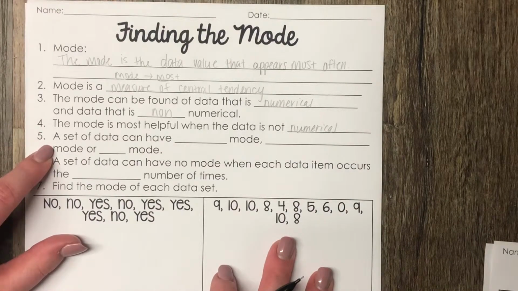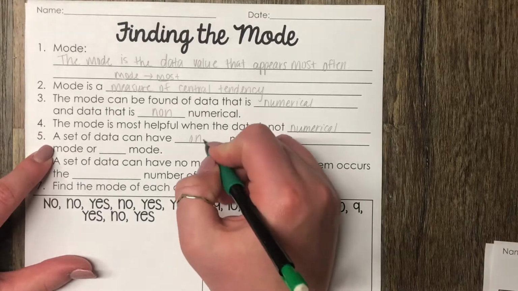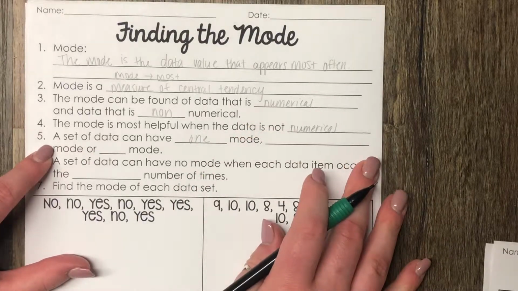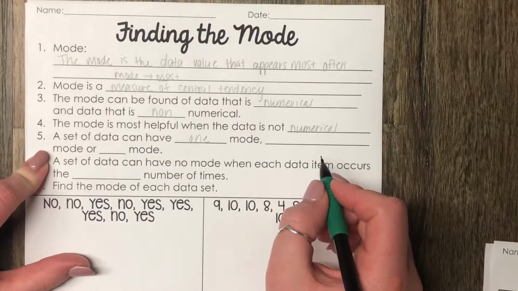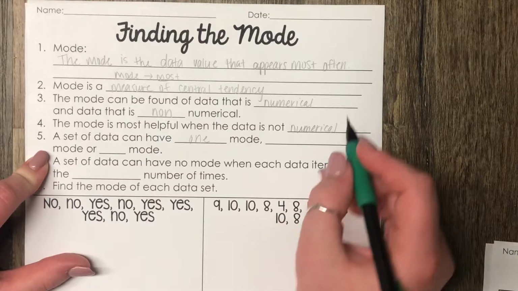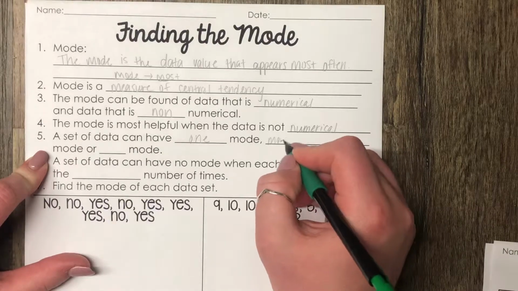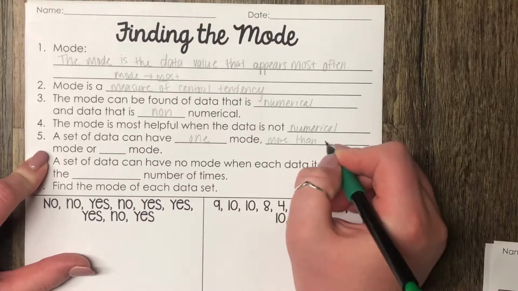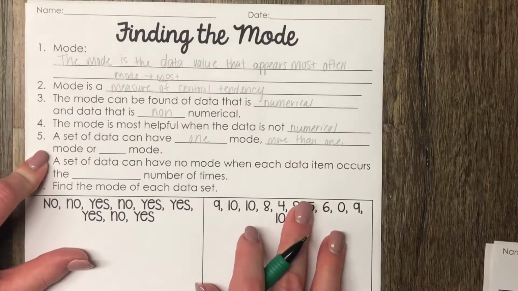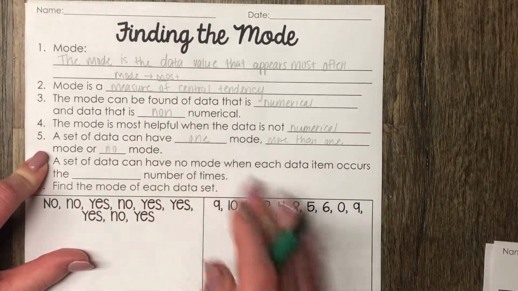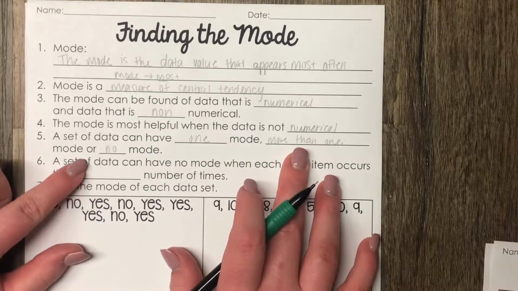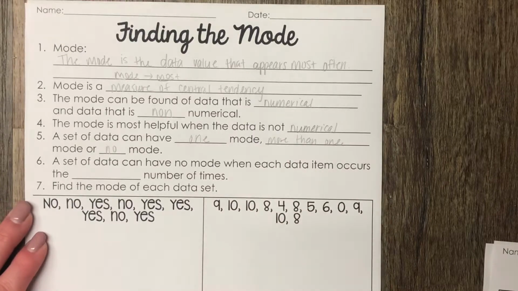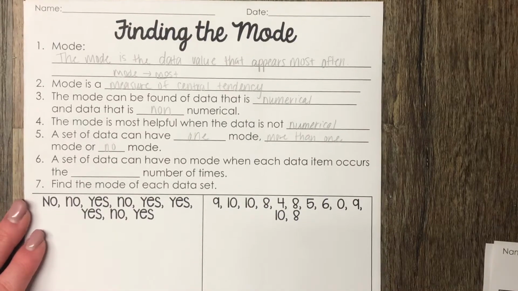Number 5 says a set of data can have one mode. So that means it can have one number that appears the most often. It can have more than one mode, or no mode. So you're either going to have one, more than one, or no mode at all. Okay, and you'll understand that a little bit more when we do our examples.